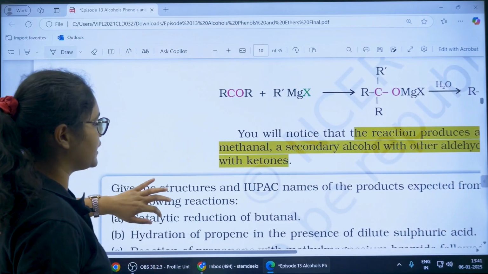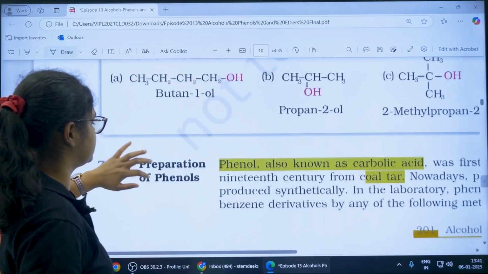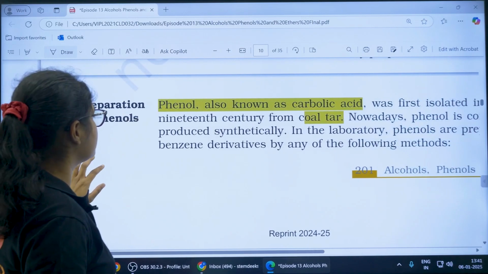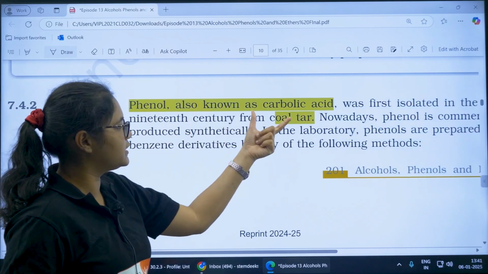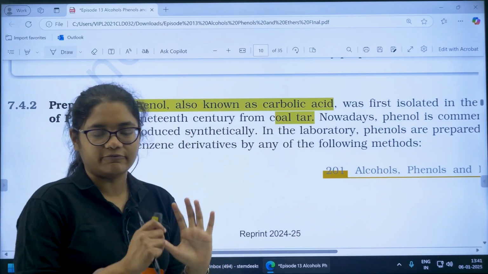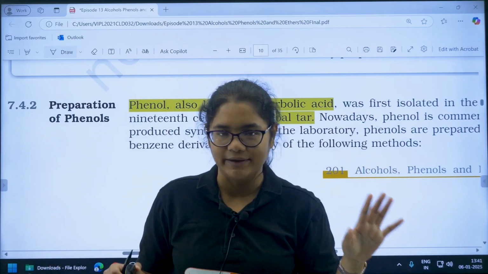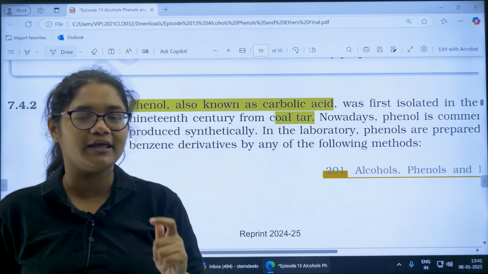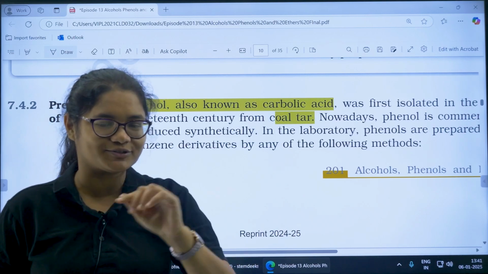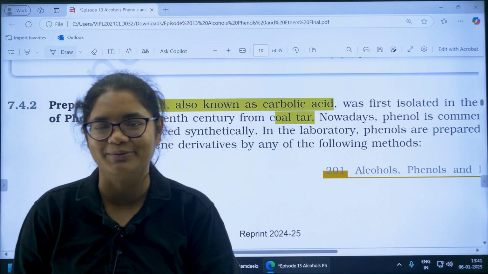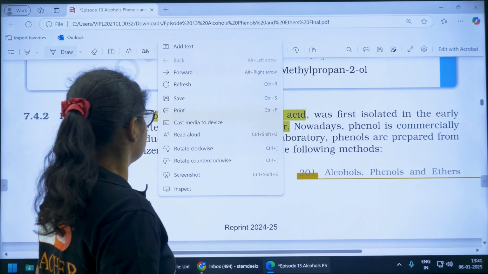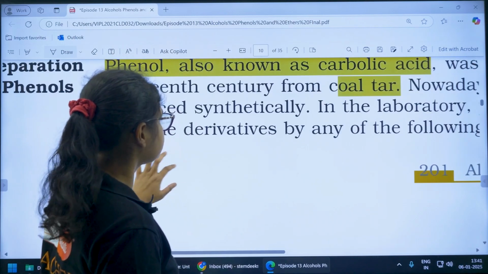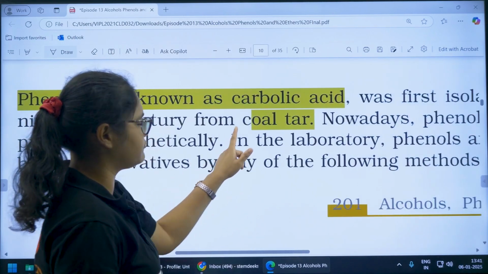Next, coming to the IUPAC name and everything, you should do this part. Now here this is important, phenol is also known as carbolic acid. I'm damn sure that many of you might not be knowing this part. This can be a very tricky MCQ question, but those students who have watched this series will be able to do it. Okay, so please highlight this. And first time it was isolated from coal tar.